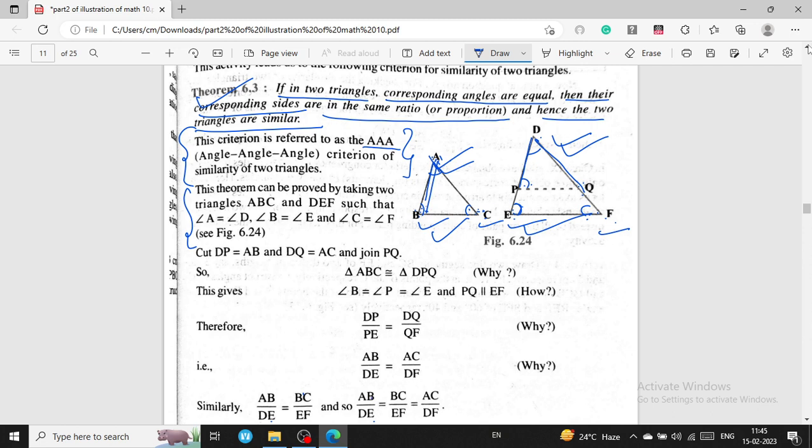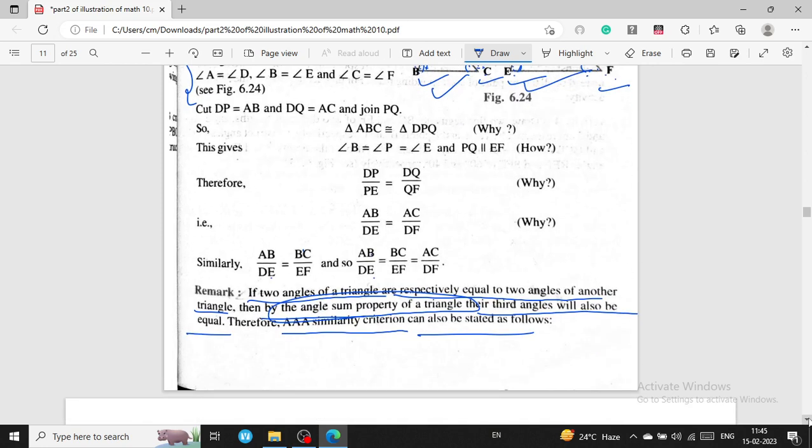And it's proved according to angle rules: when two angles of two triangles are equal, then according to the angle sum property of triangles, their third angle will also be equal. Therefore, the triple A similarity criteria can also be stated as follows.